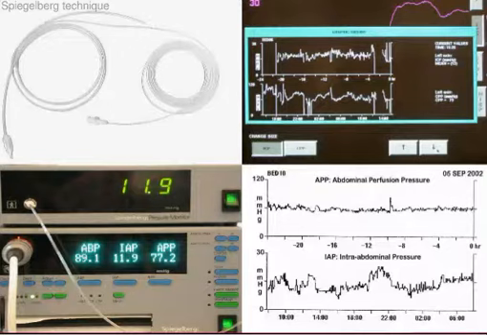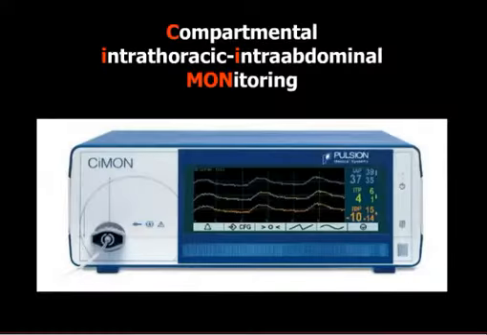Technically speaking, there has been a development of balloon-based measurements like the Spiegelberg probe, which is a probe that picks up the intragastric pressure directly. And there have been other methods using also the intragastric pressure that are on the market and that are available.